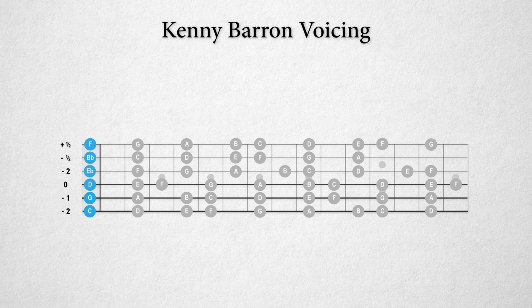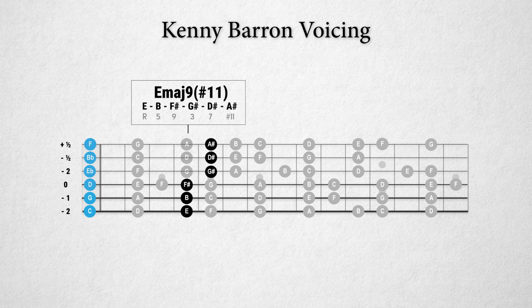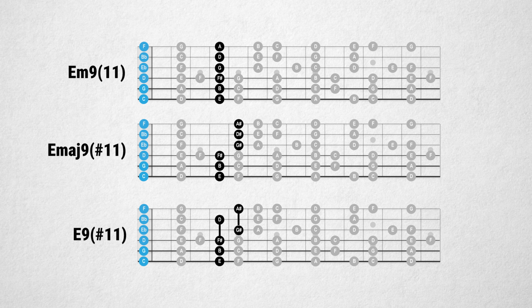Now, in order to play an E minor 9/11 chord, we only have to play a bar chord like this. And also an E major 9 sharp 11 chord is easy too. Just play an extra bar chord with the ring finger or second finger next to the original bar chord. And also the E dominant 7 sharp 11 chord is playable too. So you see, these chords are very easy to play with this special tuning.